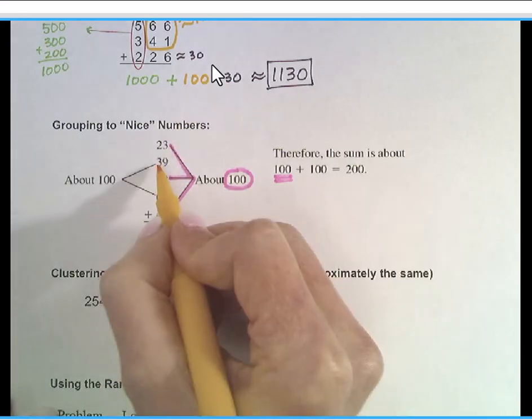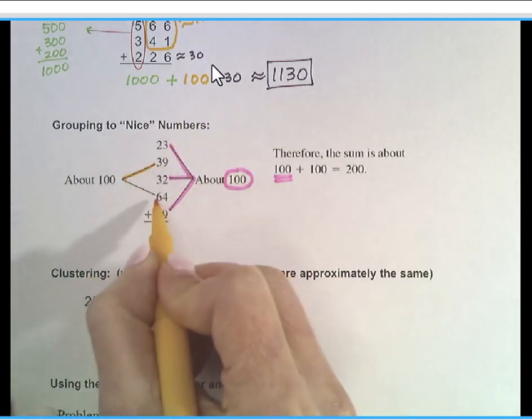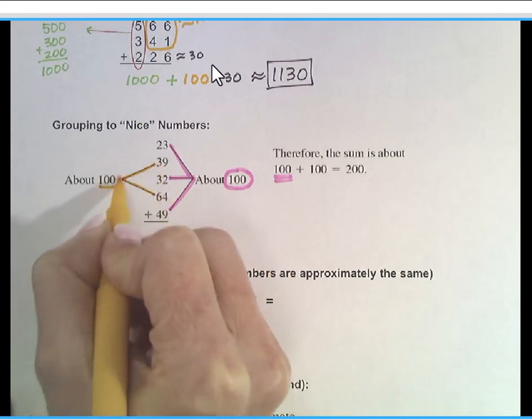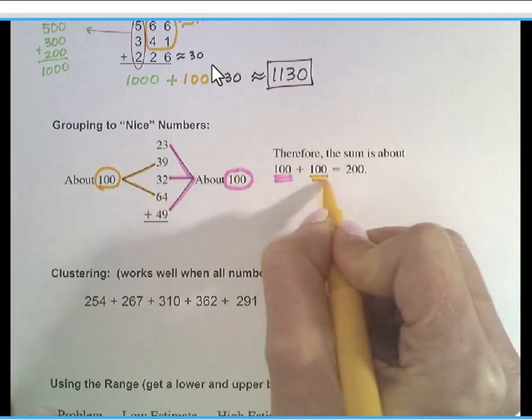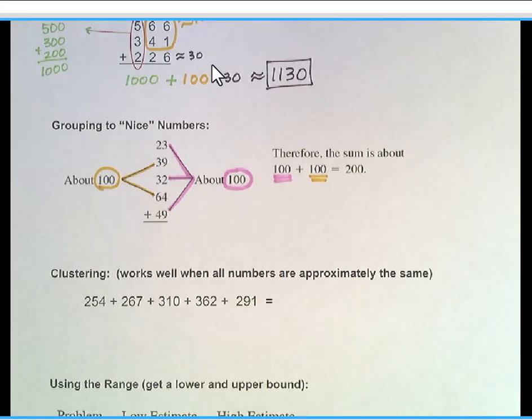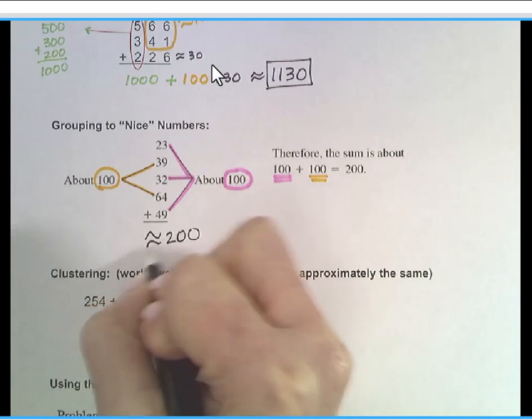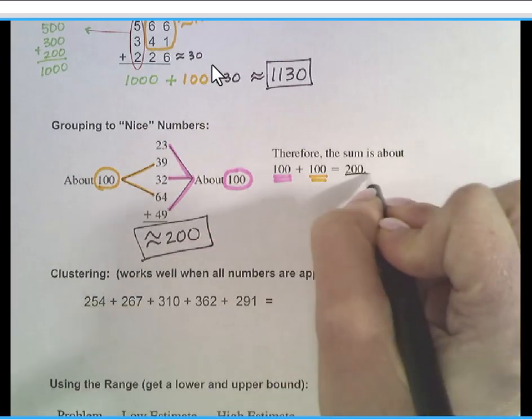If I look at 39, that's about 40, and 64, that's about 60. 40 and 60, that makes 100. So we'll call that another 100, and I'll say I think the answer is approximately 200. So this sum is approximately 200. That's what we could say.